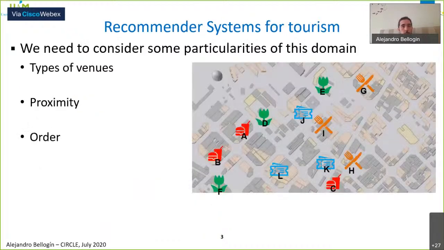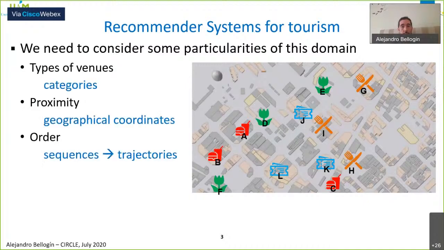In this project, we focus on the tourism domain, which has some particularities. So first, the items are venues or points of interest, POIs. They are located in a specific place, so they have geographical coordinates. And the type of venues is very important. In fact, we can classify the types of venues according to their categories. These categories can be restaurants, museums, parks, and so on.